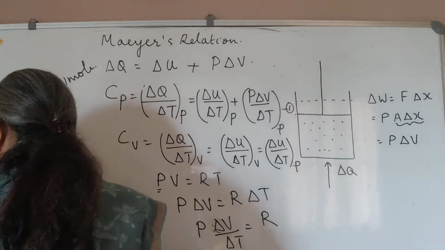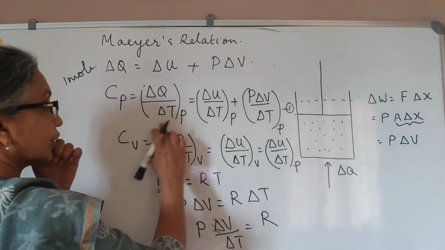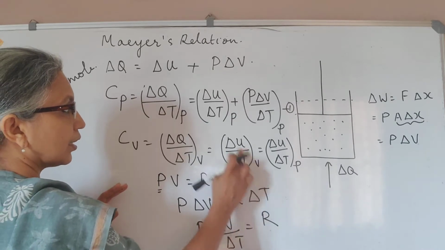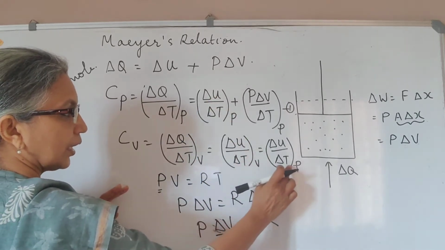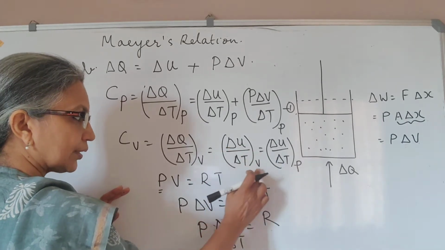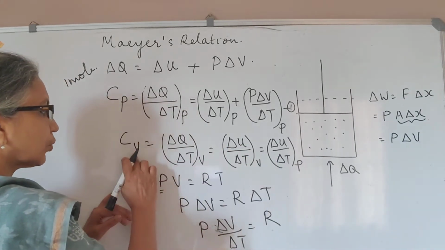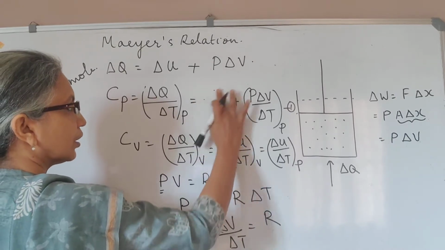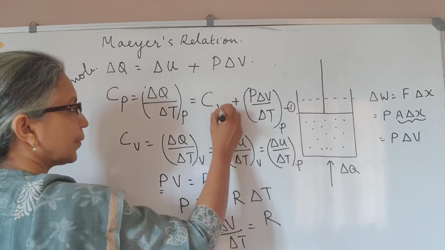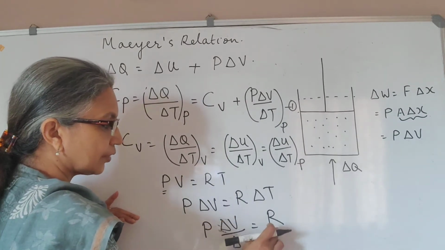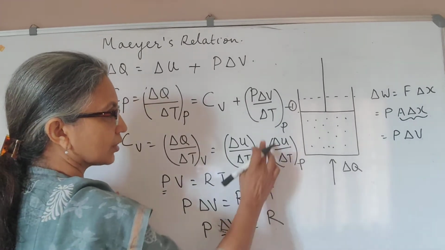Now, in equation 1, I can replace delta U by delta T, which is delta U by delta T at constant volume, with Cv, the molar specific heat at constant volume, and P delta V by delta T we've got as R, the universal gas constant.